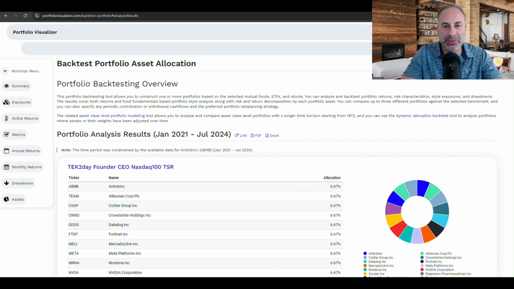So I came across this backtesting tool. I wanted to backtest the TEK2day founder CEO rater portfolio. This is just a free tool. And you can see sort of the overview of the portfolio here.